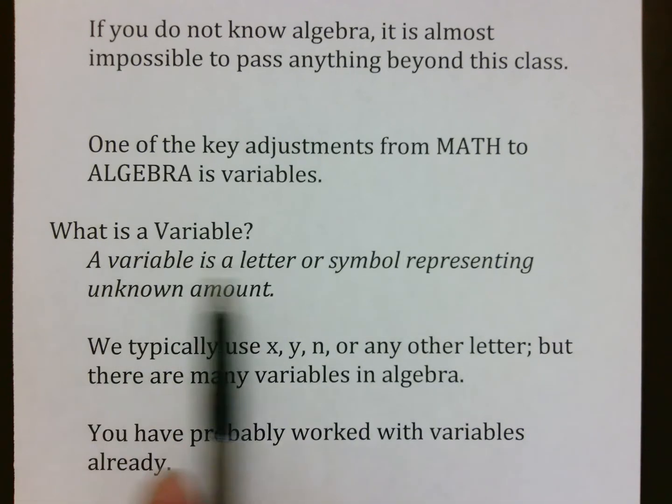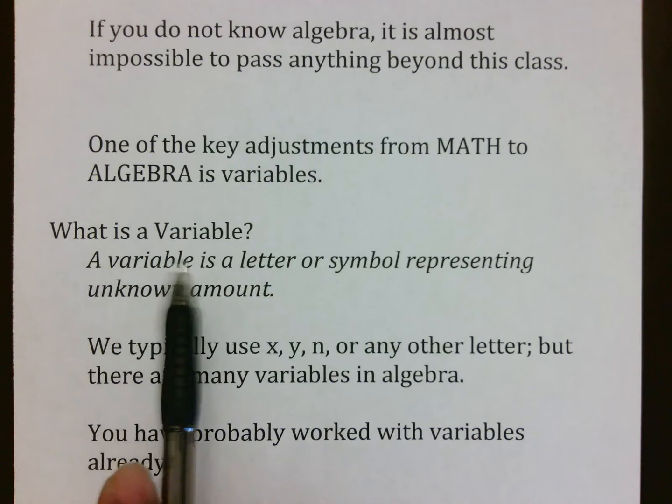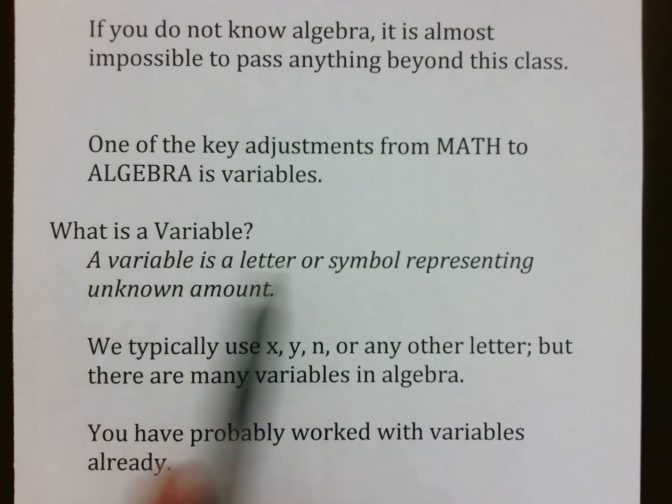Now what you need to notice in your notes is that this is italicized writing, which means anytime you see italicized writing, make sure you look at your notes and see if there's something to add to your notes there. At the end of the day, if the notes weren't completely done or you couldn't find it, let me know and you can complete them. But like I said, every time there is an italicized part, it's going to be on your notes there. We typically use X, Y, N, or any other letter, but there are many variables in algebra.